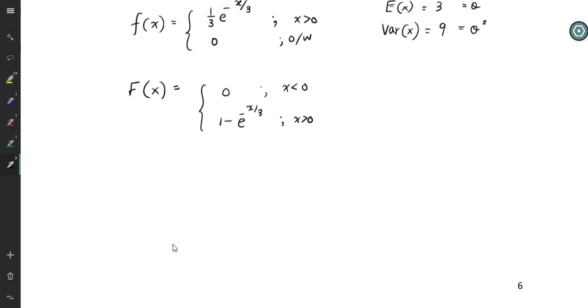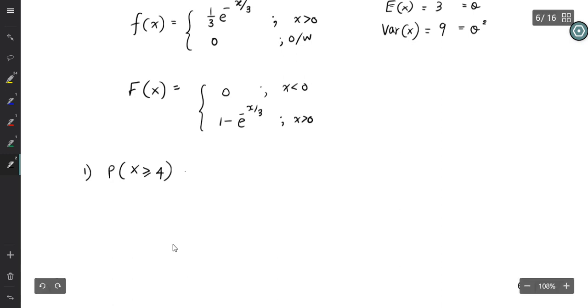Now let's try to find some probabilities. The first one is the probability that x is greater than 4. Now remember, x is continuous, so writing x greater than or equal to 4 or x greater than 4, both are the same, because the point probability is 0. Remember this thoroughly.